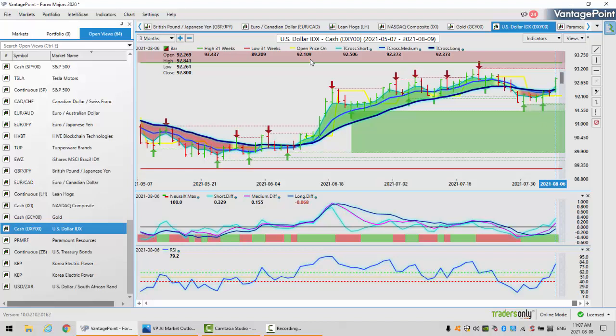You can draw that right onto your live charts. You can draw it onto the VantagePoint software by clicking on this right here and putting a horizontal line there. Very, very easy to do.